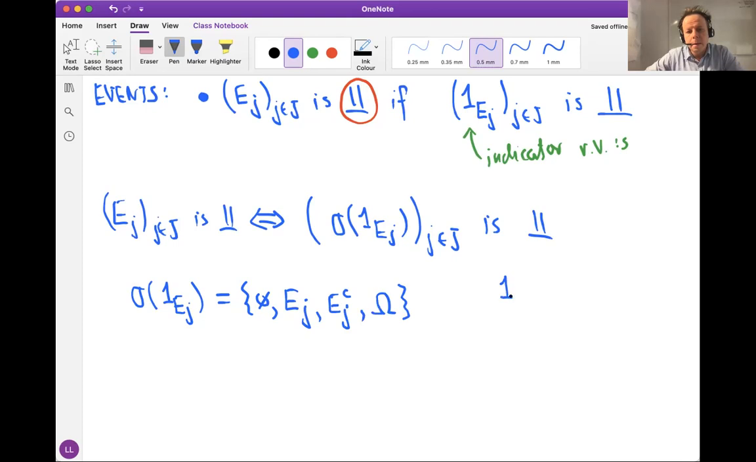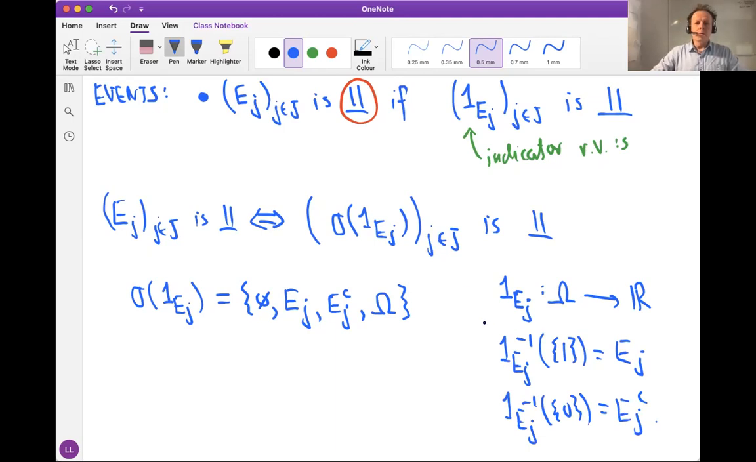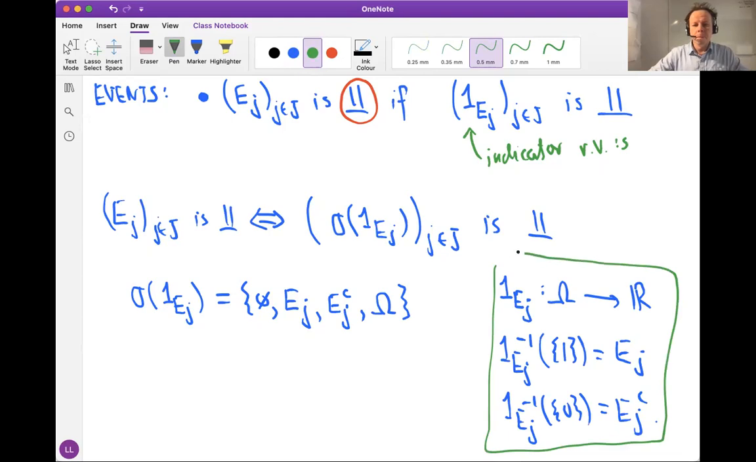Let's note that if you look at an indicator random variable, it is a function from omega to the real line. It gives us zero or one depending on whether omega is in EJ or not. That's why we have the pre-image of number one. We take the set of real numbers containing just number one. What are the omegas for which this indicator random variable produces one? These are the omegas contained in the set. And what is the pre-image of number zero? That's the complement of EJ. This is why the sigma algebra can be written down directly in this form. It contains these four events. Okay, so in this sense, we can now write concretely what it means for events to be independent.